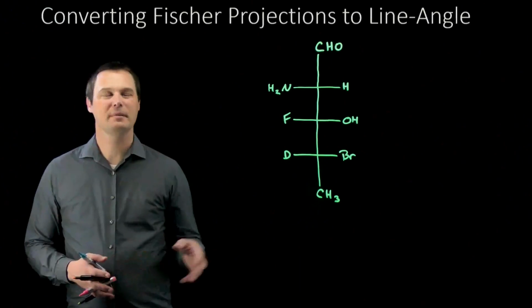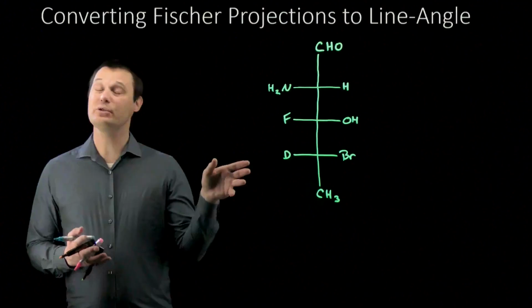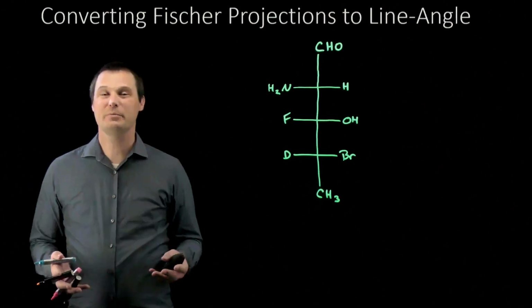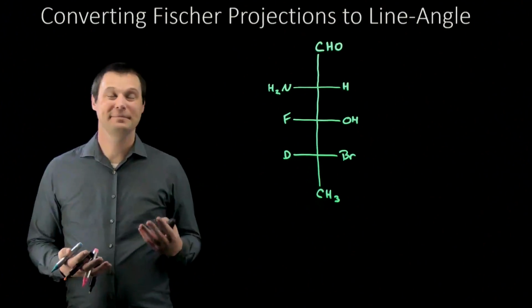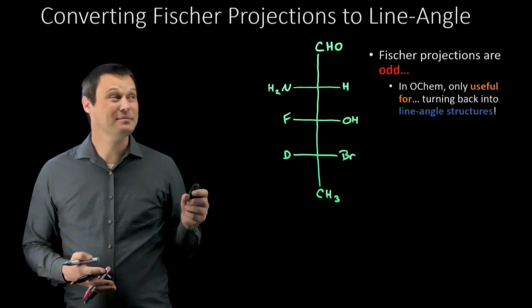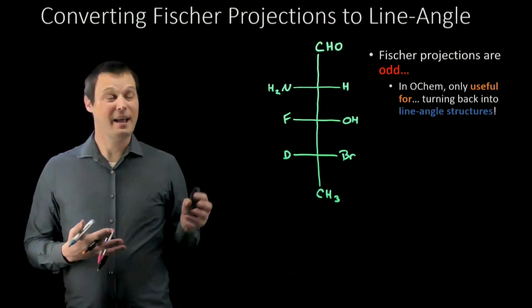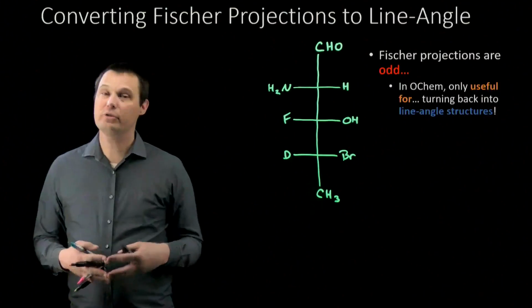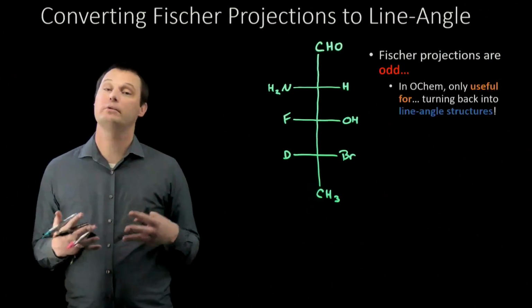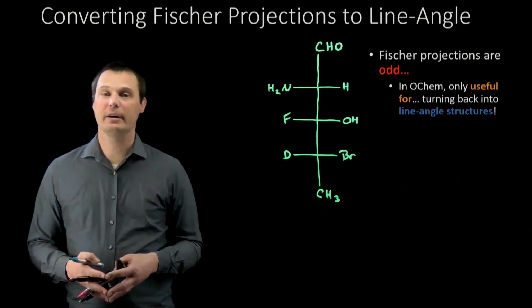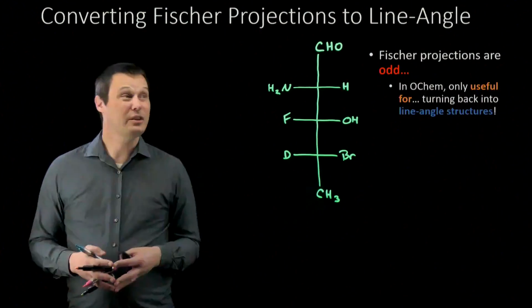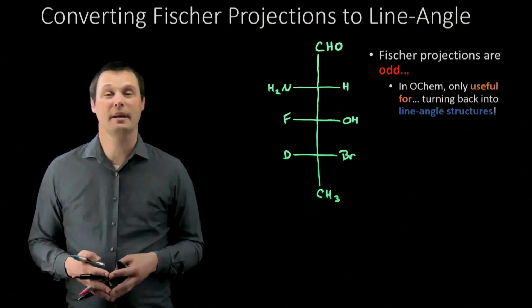Welcome, OChemNinjas. Let's learn how to turn Fischer projections into something a little more useful. The Fischer projection is, there's not a lot of good ways to put this, odd. The Fischer projection is just odd. It has a lot of uses in biochemistry when you're dealing with monosaccharides. It's helpful for distinguishing between the various monosaccharides, but we don't see a lot of compelling use cases for the Fischer projection in organic chemistry.